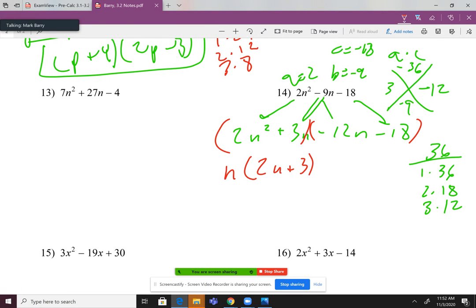First group, just take out an n. Second group, we're going to take out a negative, what would that be? Negative 6. All right, so now we have n minus 6 times 2n plus 3.